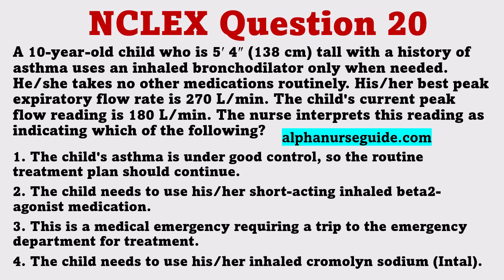A peak flow reading greater than 80% of the child's personal best would indicate that the child's asthma is in the green zone or under good control. A peak flow reading in the red zone, or less than 50% of the child's personal best, would require notification of the healthcare provider or a trip to the emergency department. Cromolyn sodium is not used for short-term treatment of acute bronchospasm. It is used as part of a long-term therapy regimen to help desensitize mast cells and thereby help to prevent symptoms.